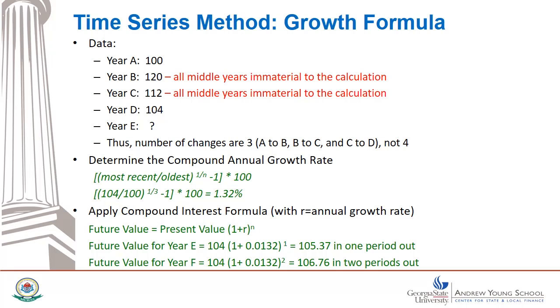That means that you take the product of 104 divided by 100, or 1.04, times 1.0132 times 1, to finally get 105.3728. For the second year out, it is 1 plus 0.0132, or 1.0132 times itself, to get 1.026574. Then times 104 to get 106.7637.